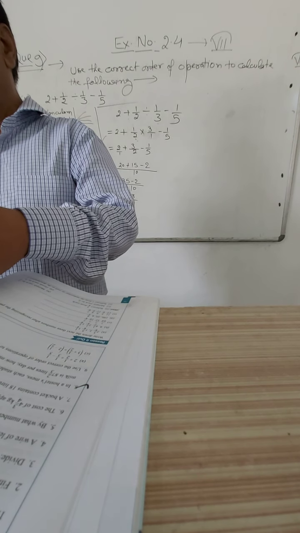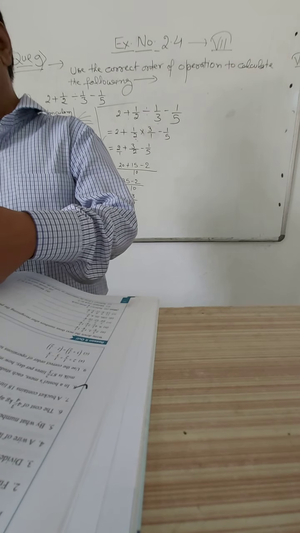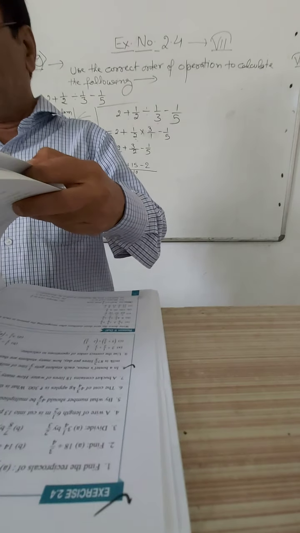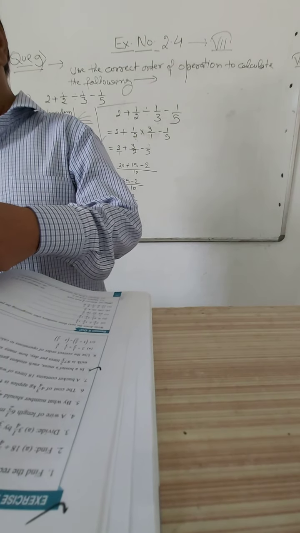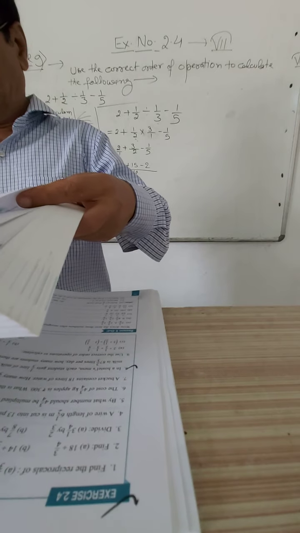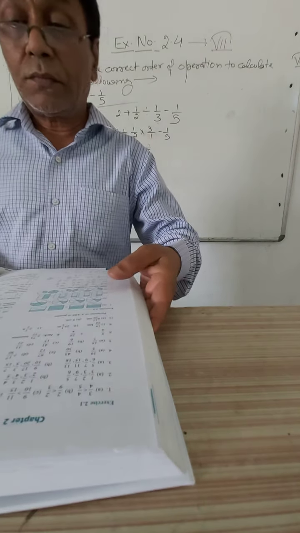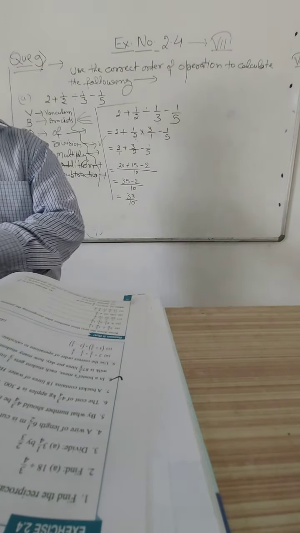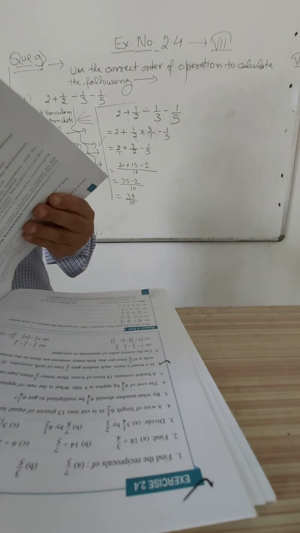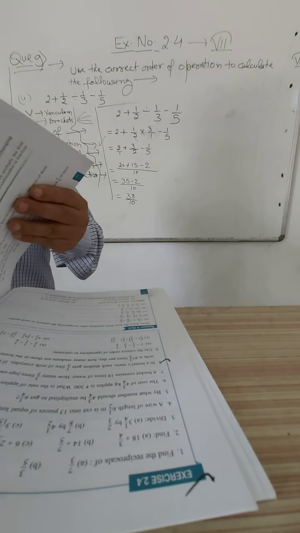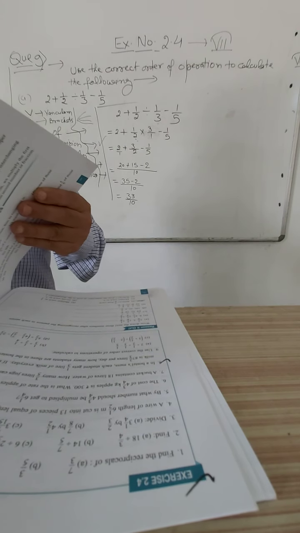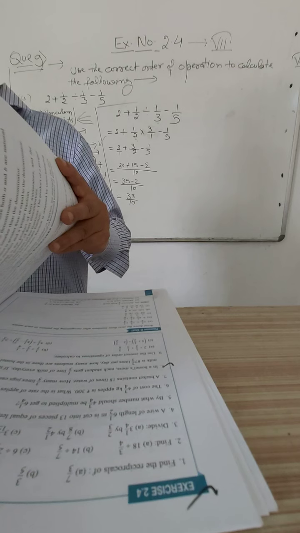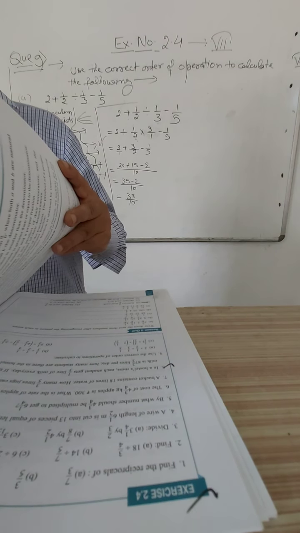So by using the correct order of operation, exercise 2.4, question number 9, the answer is 33 upon 10.